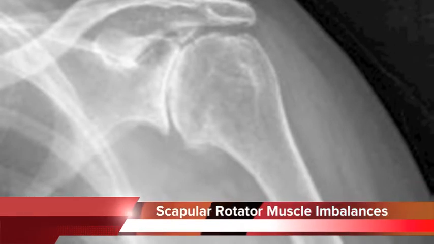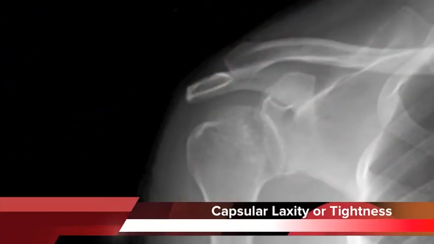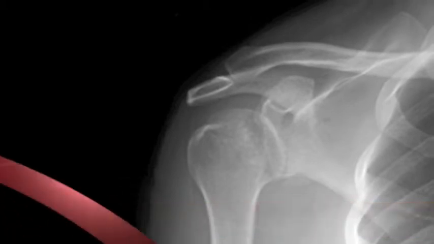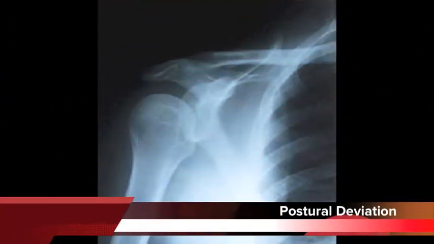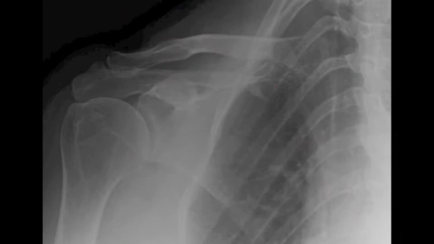scapular rotator muscle imbalance, capsular laxity or tightness, and postural deviations. This is an X-ray of an individual who actually has shoulder impingement syndrome.